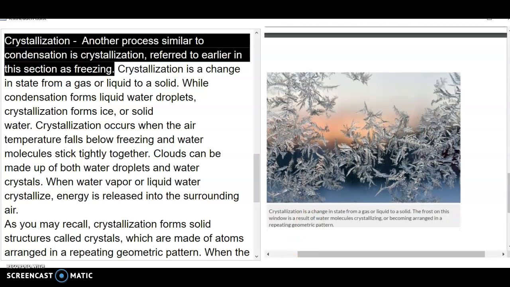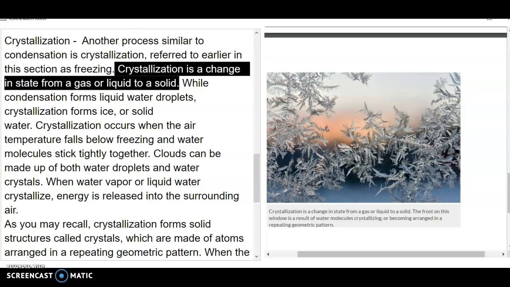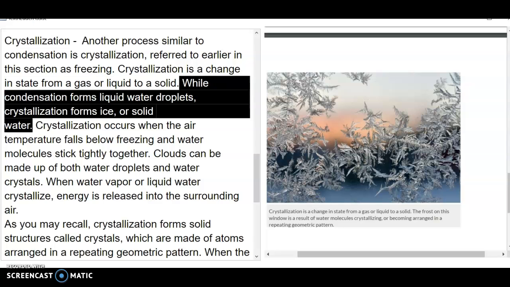Crystallization. Crystallization is another process similar to condensation. It's referred to earlier in this section as the temperature gets so cold that those water droplets freeze. Crystallization is a change in state from a gas or a liquid to a solid. While condensation forms liquid water droplets, crystallization forms ice or solid water.